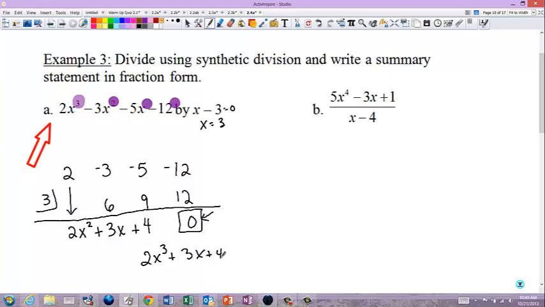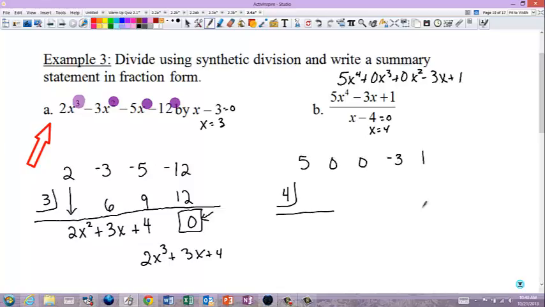Let's do it again. This one's written a little bit differently. It's already set up as a division problem. So if I set that equal to 0, I would get 4. So 4 is going to go in my box. I am missing terms on the top. I'm missing an x cubed. I'm missing an x squared. And then I've got the rest. So it would need to be 5, 0, 0, negative 3, 1.